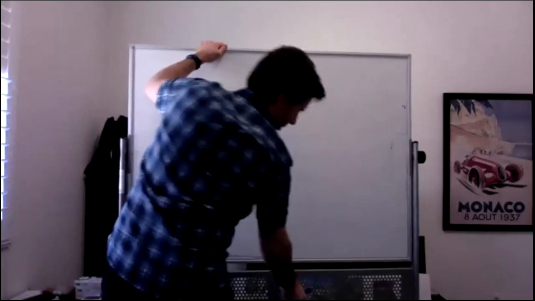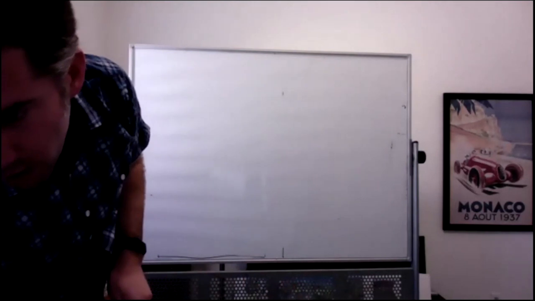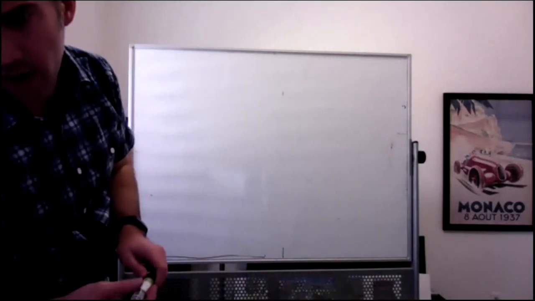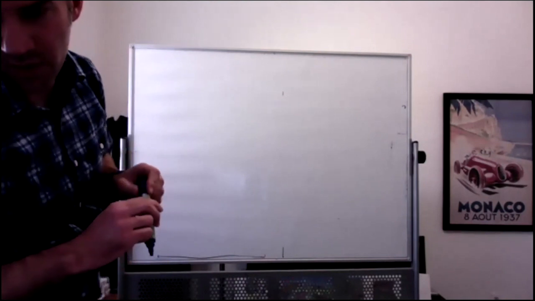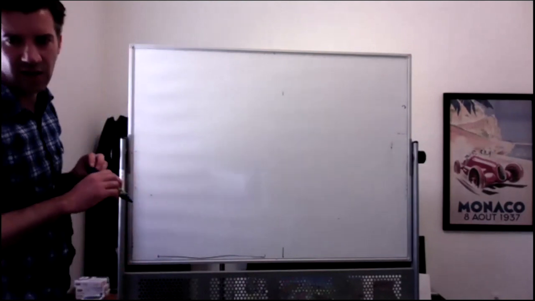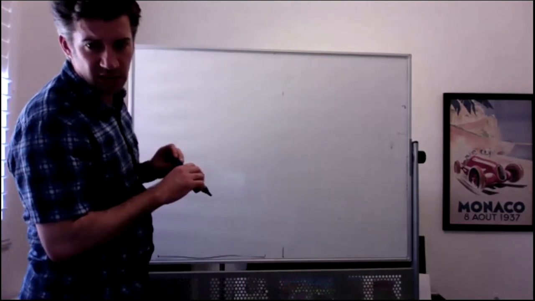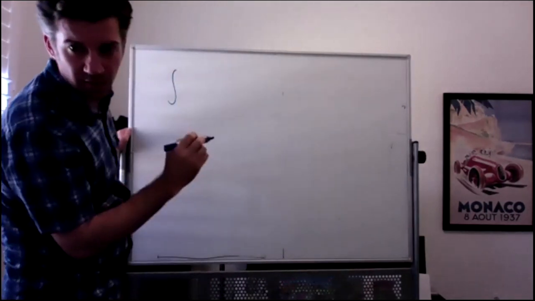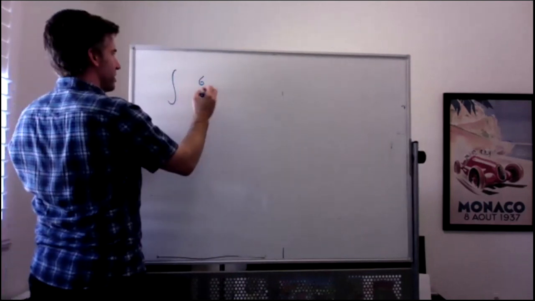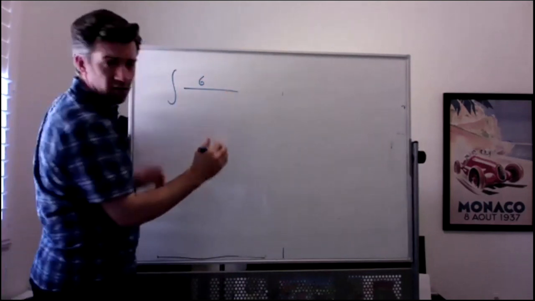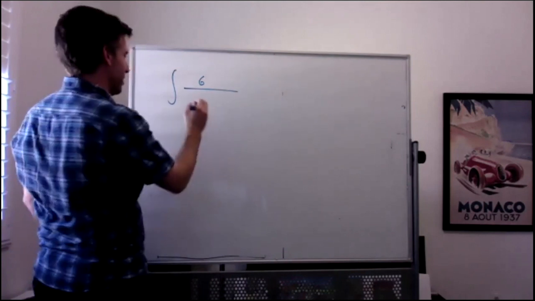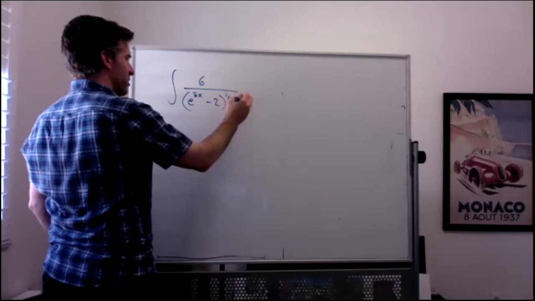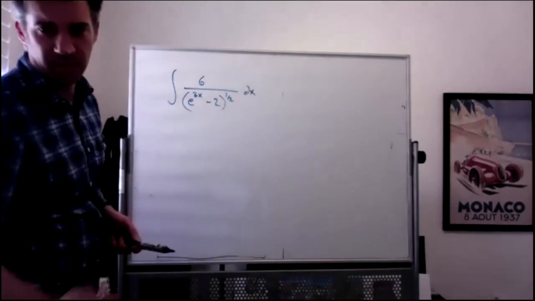I know someone had written an example. Let's see. So for the person who wrote me their question, I'm not exactly sure. I think it looks like this, but I'm not sure. I see this question, the integral of 6 over (e to the 3x minus 2) to the 1/2 power. Did I get that right, or am I messing it up somehow?